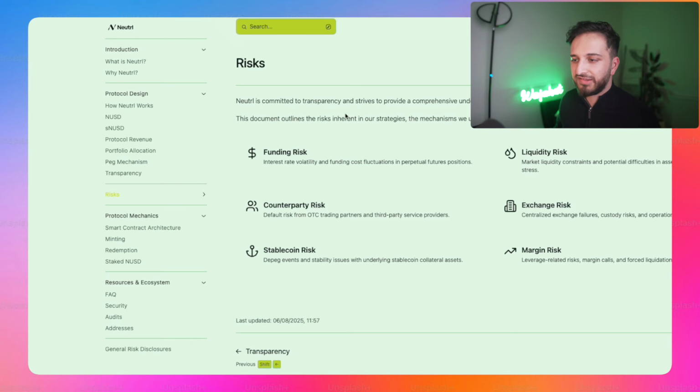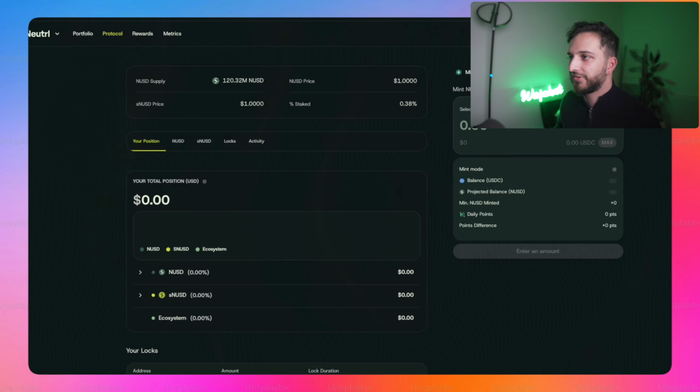They are now tokenizing this and kind of giving access to everyone to this trade. This is a trade that liquid funds do a lot in crypto today, and now anyone can kind of get exposure through Neutrl. And so they have launched NUSD, which is the stablecoin or kind of token that backs this trade, this Delta Neutral token. They've launched it today with a points program.